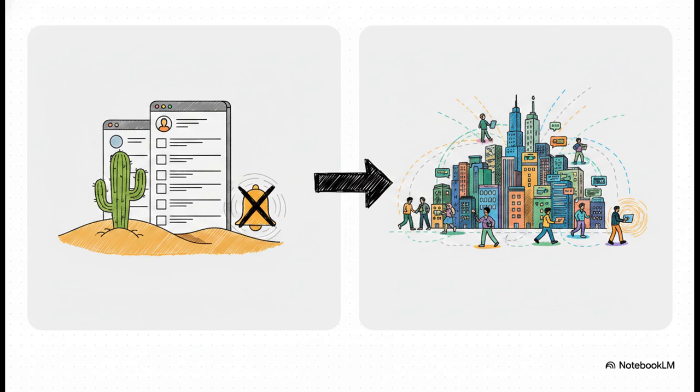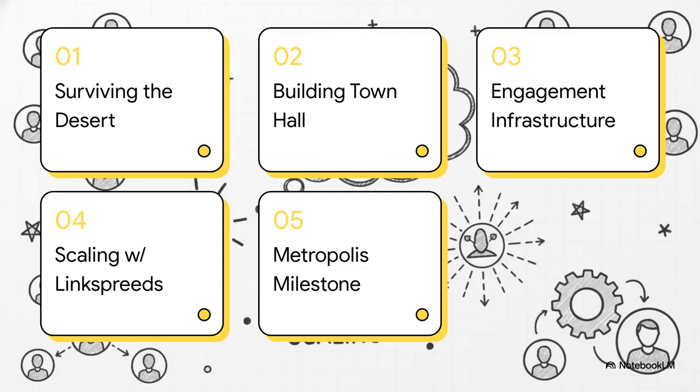But our ultimate goal? A bustling metropolis. We want off-the-charts engagement, super active citizens, and a vibrant community where connections are just constantly sparking. Navigating that exact journey from a completely barren desert to a thriving metropolis is what we're mapping out today. Okay, let's dive into this. We've got a 5-phase blueprint to get us there.